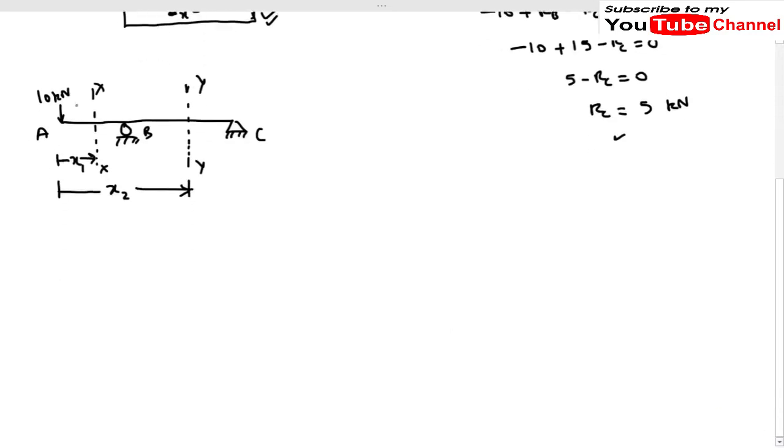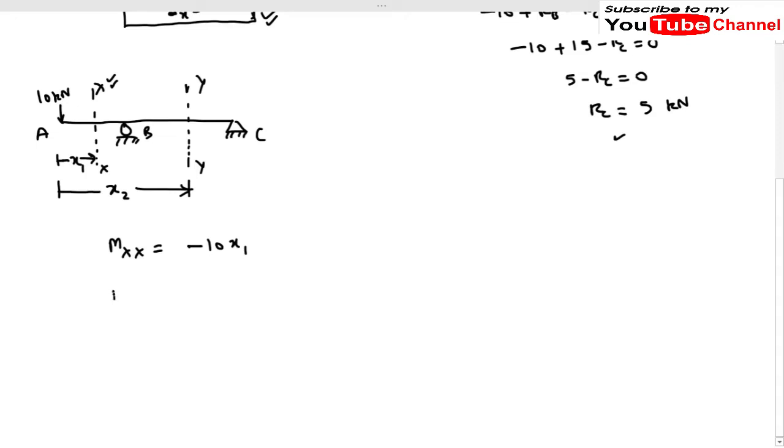First of all, we will write the bending moment equation for section xx. Let us call this Mxx. What will be the bending moment acting at this section xx? It will be minus 10 x1, because the 10 kilonewton force is acting downward, so it is taken as negative according to our sign convention.